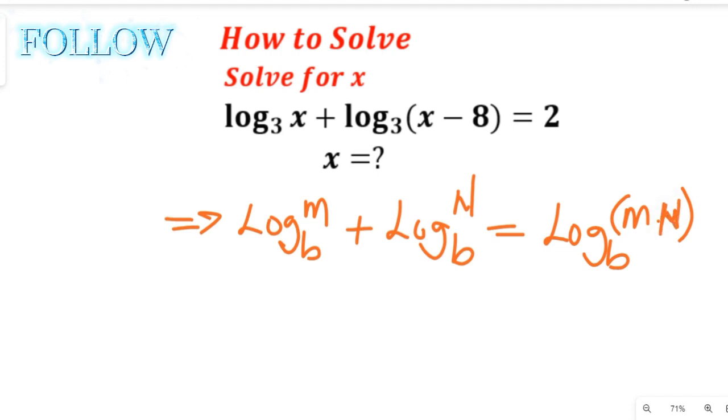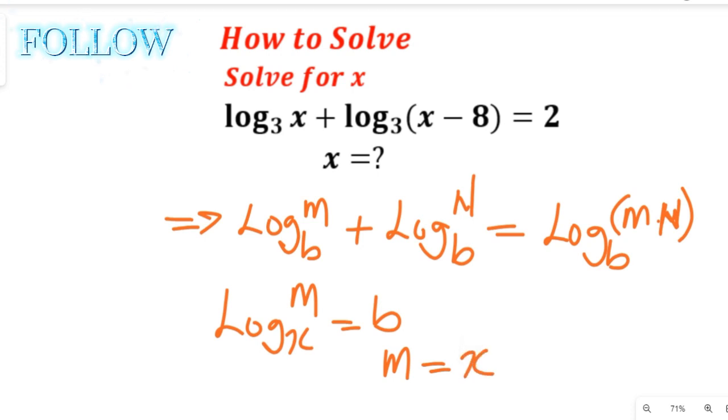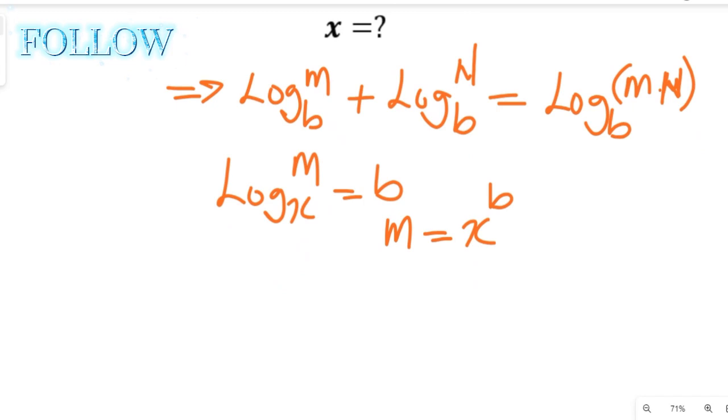Now, according to the reciprocal law of logarithm, if you have log of m base x equal to b, then m can be equal to x to the power of b. That's the law we call the reverse law of indices.